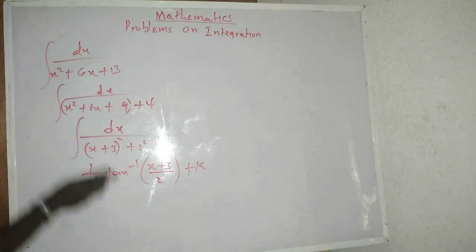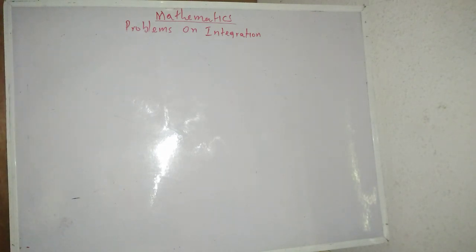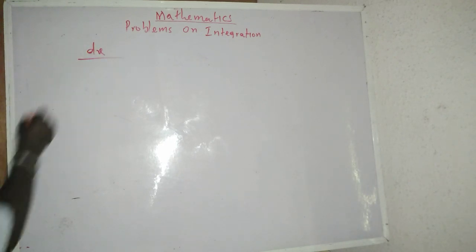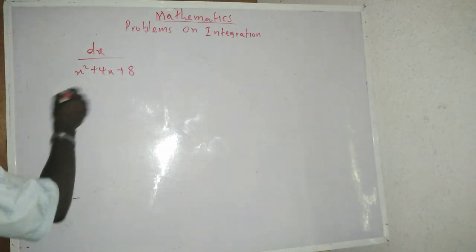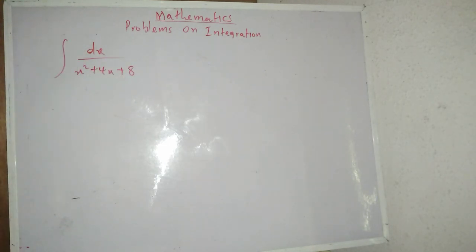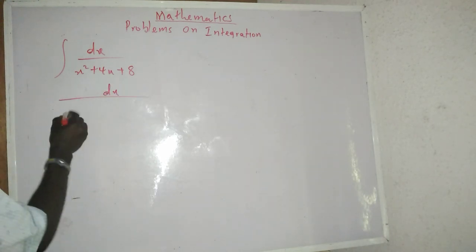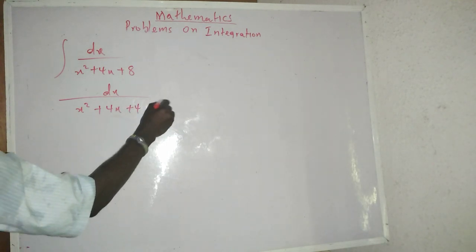Let me give more examples because this is a bit confusing. Now, let me give another problem. If I have the integral dx all over x squared plus 4x plus 8, I want to integrate this particular problem. Now, how do I go for this one? It's very, very simple. I can turn this into dx divided by x squared plus 4x plus 4 plus 4.